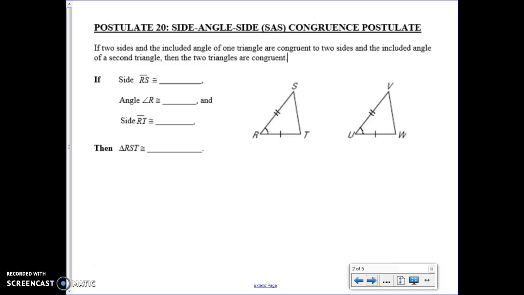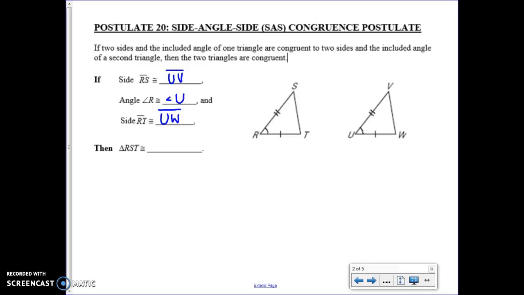If you look at the triangles in the picture, you see that arc being between the two tick marks. We couldn't have an arc like an angle S and angle V, or an angle T and angle W, because it wouldn't be between those two marked sides. So RS matches up with UV, angle R matches up with angle U, and RT matches up with side UW.